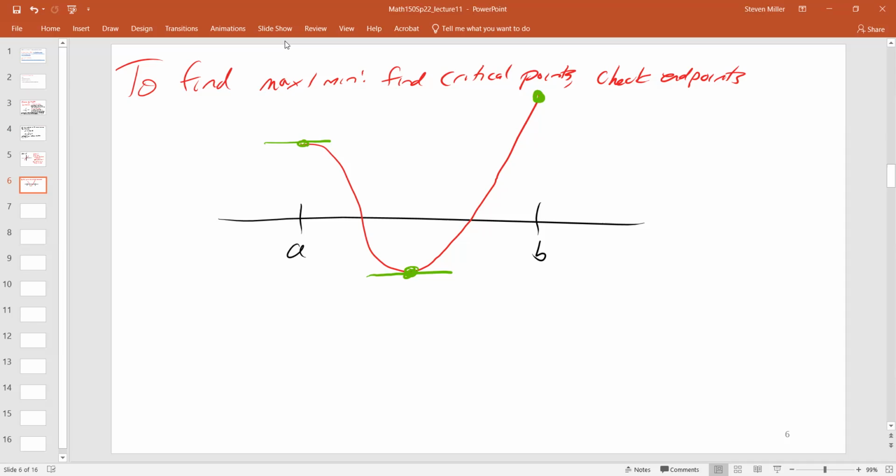Is it a big deal checking endpoints in one dimension? Now, how many endpoints are we talking about? 2, at most. I could give you something that's from 0 to infinity, and you only have 1. Or I could give you something from minus infinity to infinity, and you have none. You have at most 2 endpoints to check. That's not so bad.